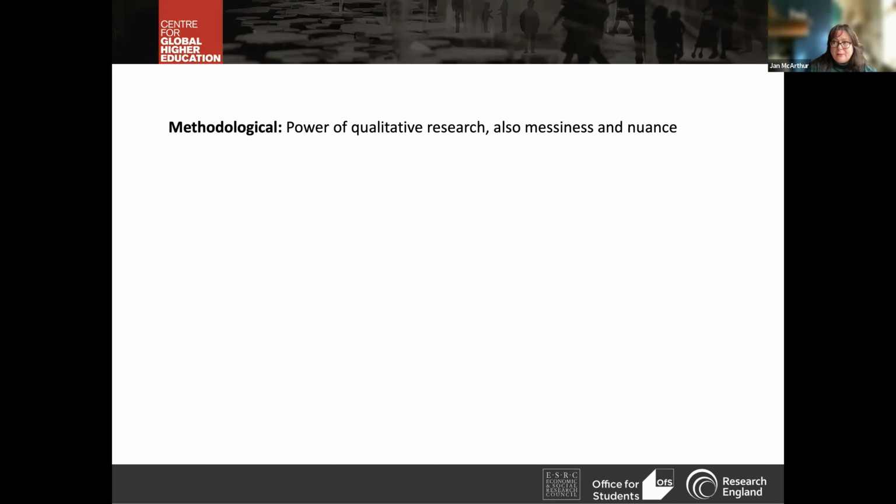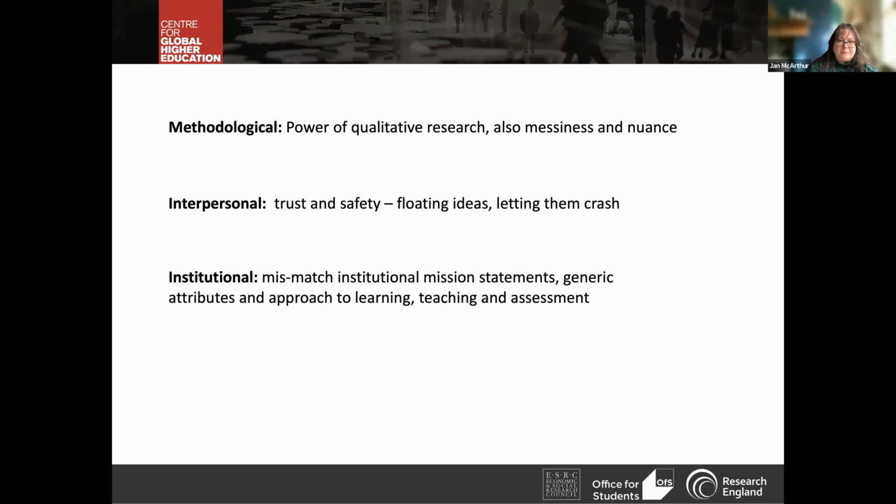Interpersonal, that within the broader project and then within the smaller society team, there was a great deal of trust and safety that allowed ideas to be shared and tested. We could float ideas and we could also let them crash. There was no harm, no embarrassment. An idea seemed good, then we decided it wasn't. So that trust and safety was very important, and we want to mention it.